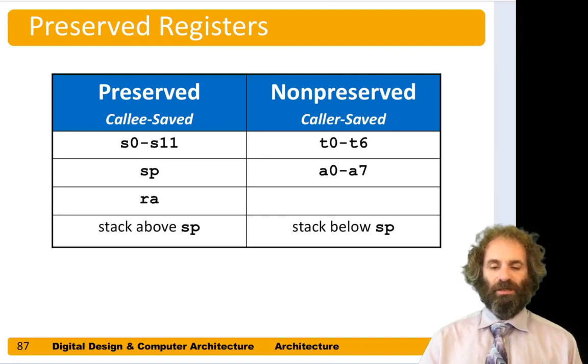In the same way, the caller is going to pass arguments in A0 through A7, so they're inherently getting changed. If the caller cared about the old values of the A registers before making the function call, the caller was responsible for saving those.